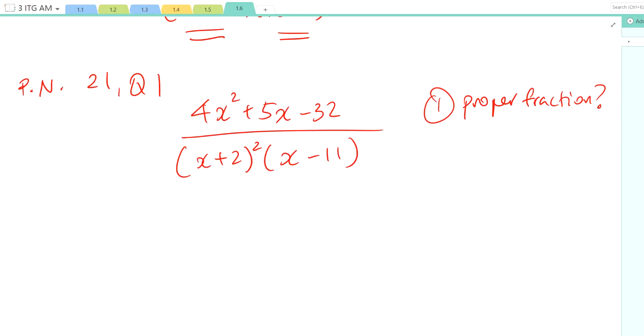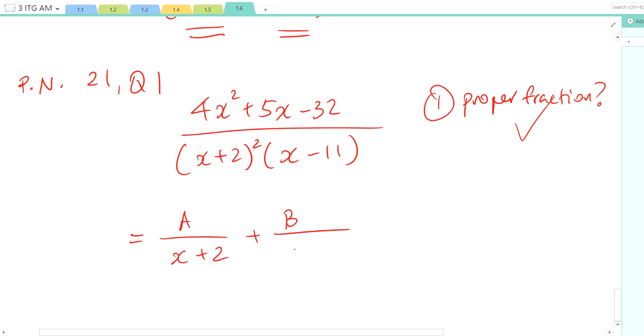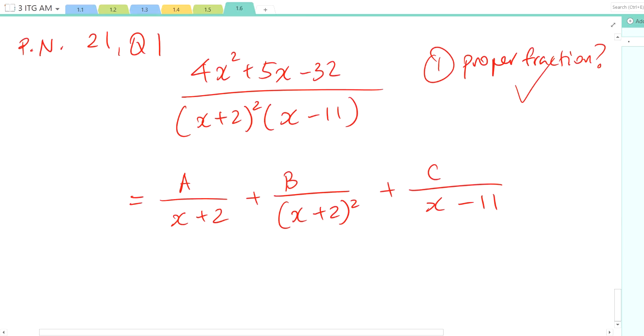In this case, the numerator has degree 2, denominator has degree 3. So it is proper fraction. Let us now decompose it. From the first one, denominator (x plus 2) squared, I can decompose it to become A over x plus 2. Since it is repeated, I will have B over (x plus 2) squared plus C over x minus 11. This is my first step.